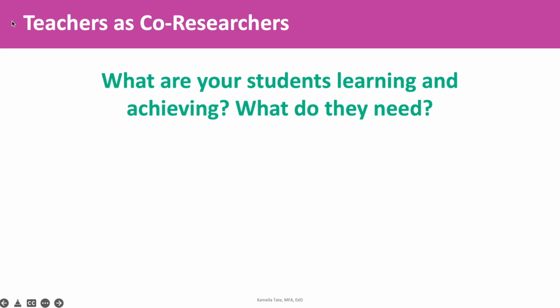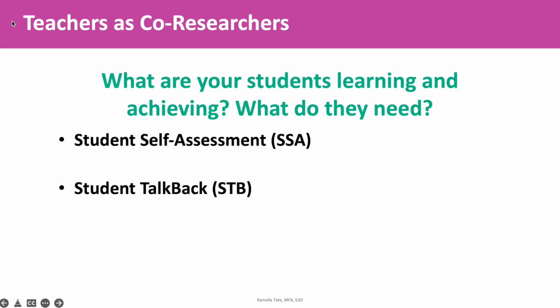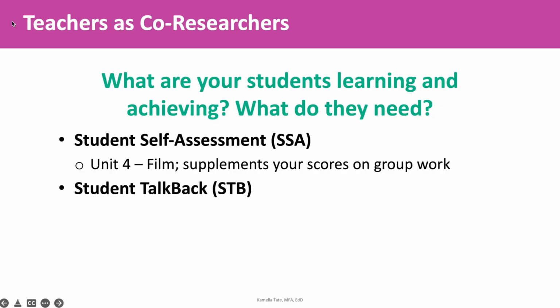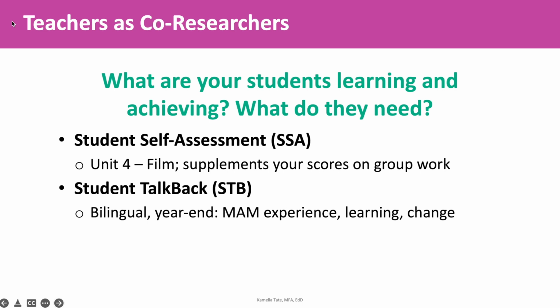And our third question is, what are your students learning and achieving, and what do they need to move on in the program? We have several tools we use. First of all, student self-assessment. In Unit 4, the film unit, it's a group project. So we're going to ask them to say how they think they did individually. It will supplement your scores on their group work. And then at the end of the year as well, just like your year-end teacher assessment, you'll be implementing a student talkback in your classes. It's bilingual, and it simply asks them about their experience of the program and what they think they learned.